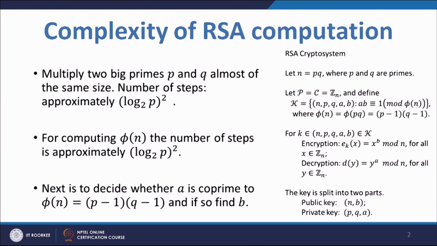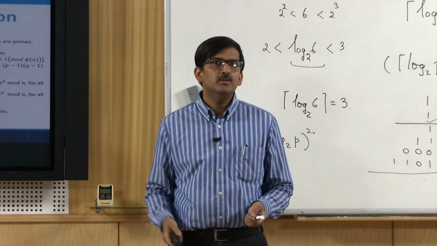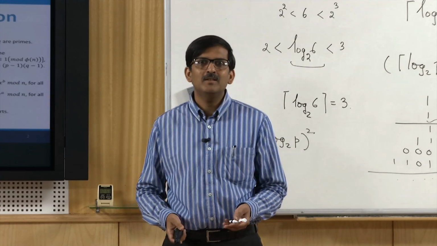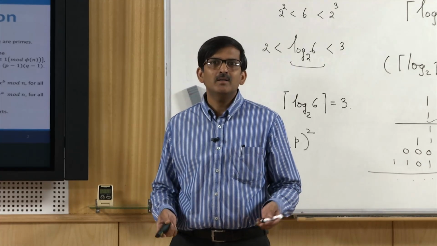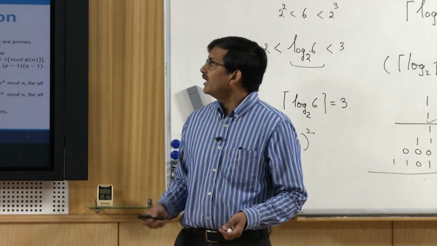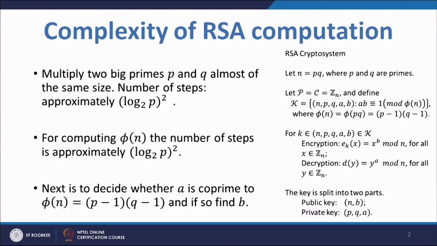We have to anyway compute n to implement RSA, and after that we have phi n, and phi n is p minus 1 into q minus 1. It is reasonable to believe that p and p minus 1 are of the same order and they require the same number of bits. If that is so, then for phi n we will require the same number of steps, that is log p square.